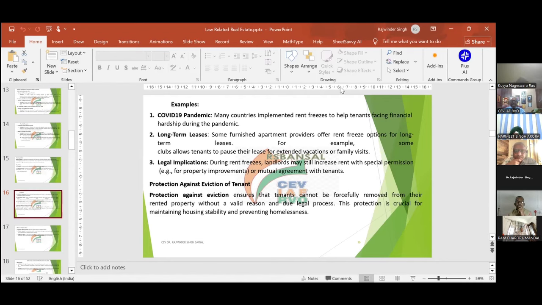Then what are the legal implications of rent freezing? During rent freezes, a landlord may still increase the rent with special permissions, for example, property improvement or mutual agreement with the tenant.